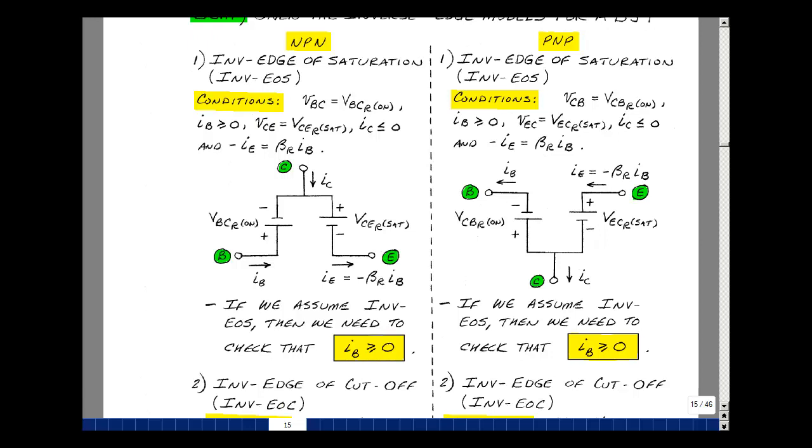PNP and NPN would be the same model, just simply reverse the direction of all currents and reverse the direction of all the voltage sources. I flipped the model over because of how we draw the PNP and NPN transistor.